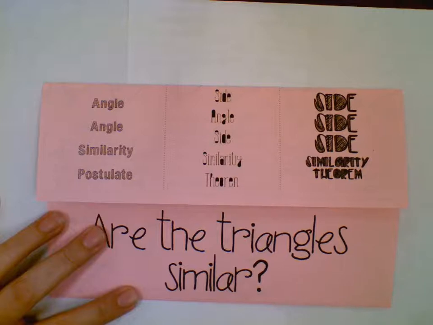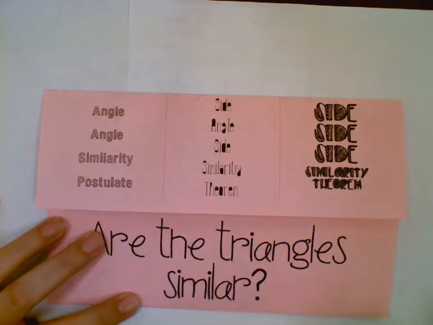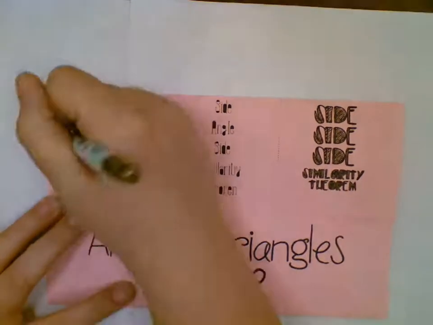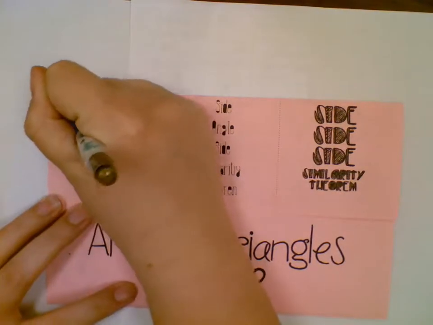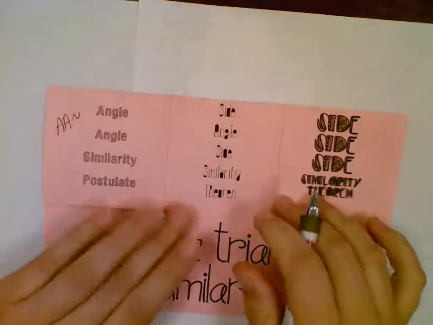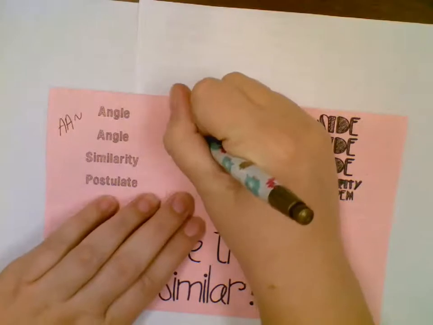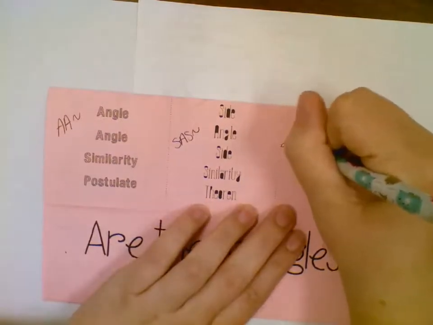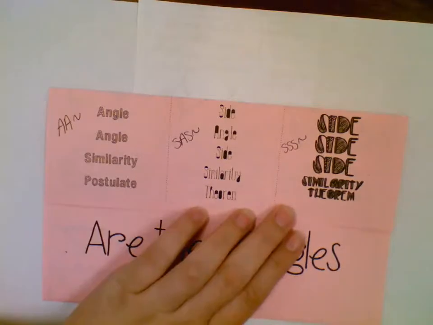So this is kind of like what we did in chapter 3, where we had our shortcuts to prove triangles congruent: side, side, side, side, angle, side, and so on. So same idea, but now we're using it for similarity. So we have 3 rules: the angle-angle similarity postulate, the side-angle-side similarity theorem, and the side-side-side similarity theorem.